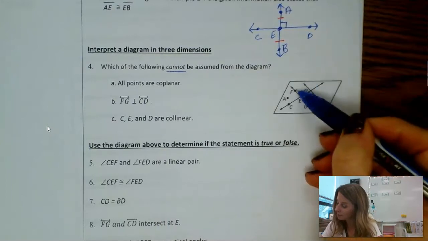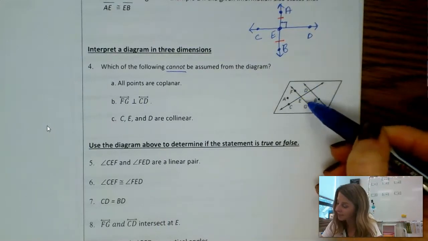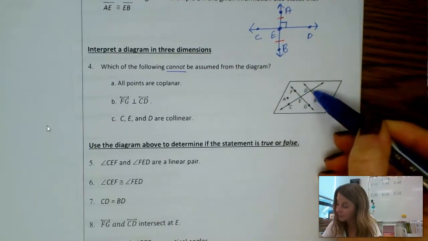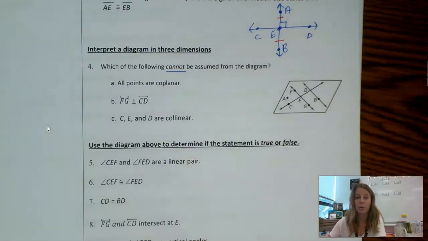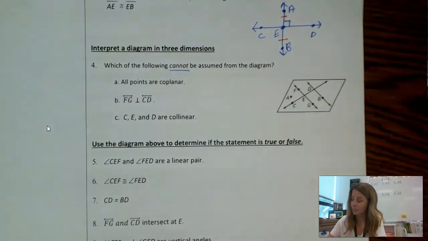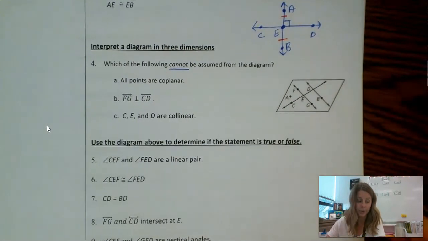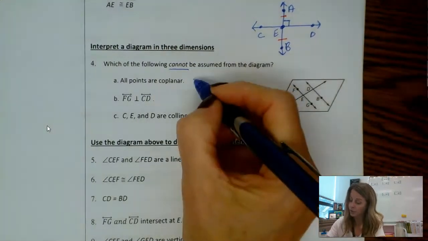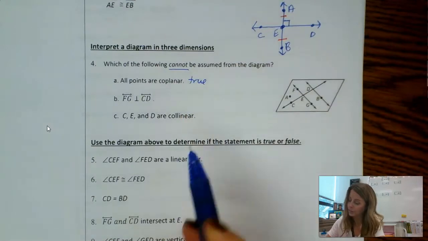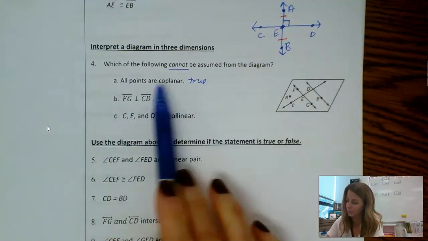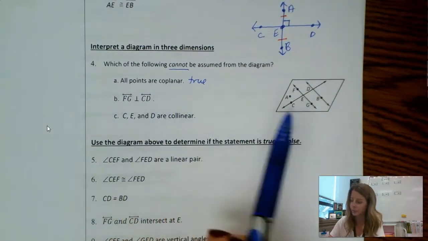So I see points F, A, C, E is a point, G, B, D is a point. So are they all on a plane together? Honestly, my paper is a plane, okay? These points are on my paper. It's listed here on the diagram. So that's true. I'm just going to jot down a true here. This looks like a multiple choice, so that's not going to be the false one.